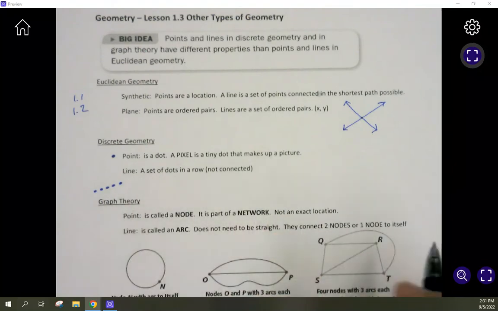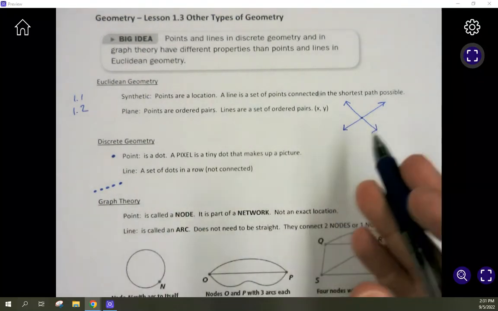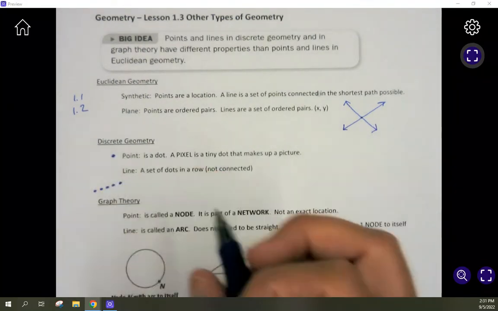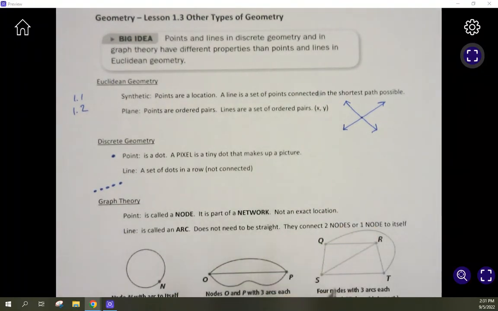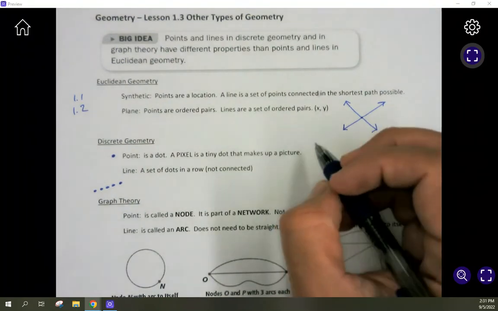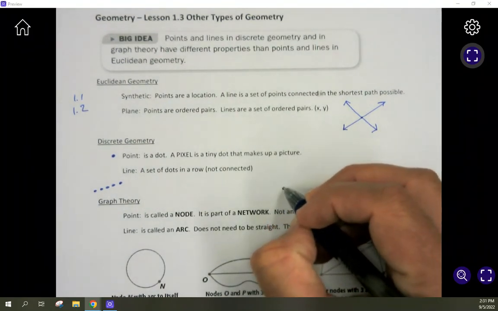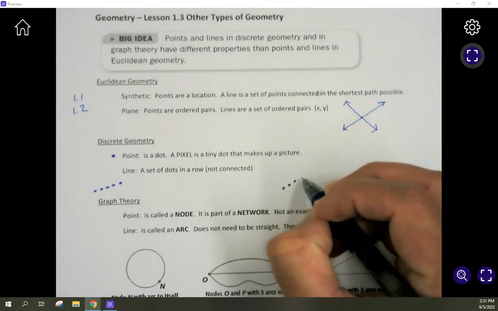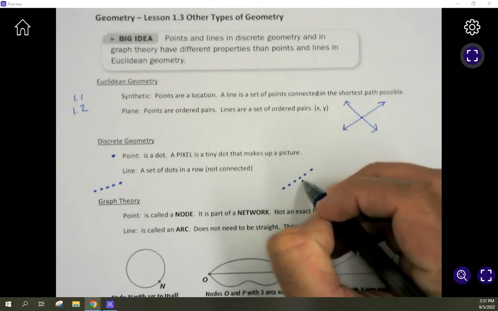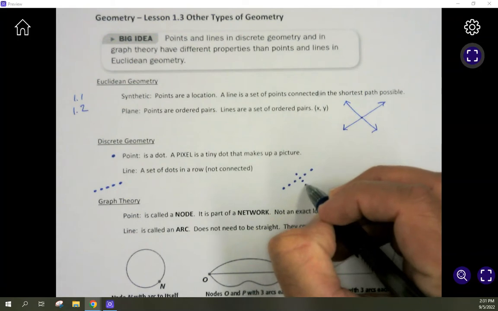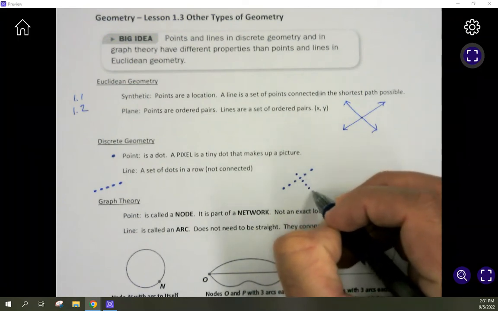And so we can draw two intersecting lines in discrete geometry, and they may or may not intersect. So let's see what that looks like. I can draw two of these crossing like this, and sharing a dot. So I'm going to make this line that's going this way share that middle dot.